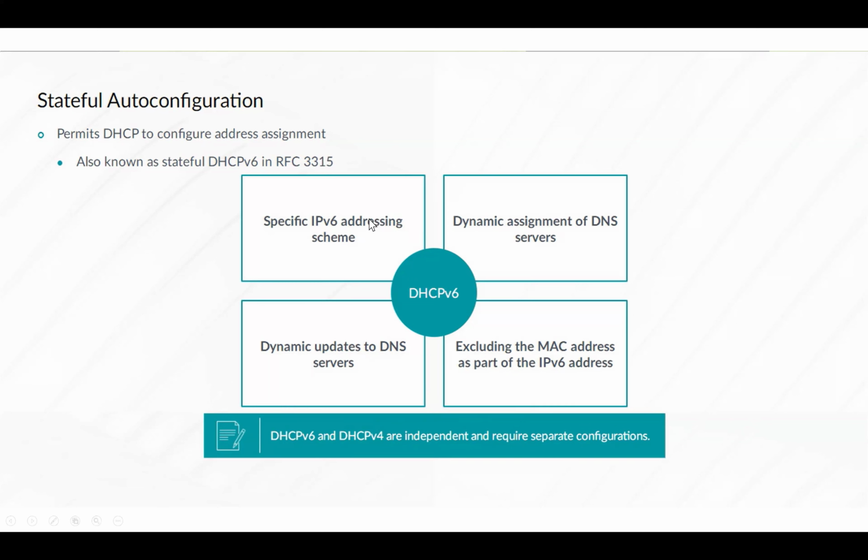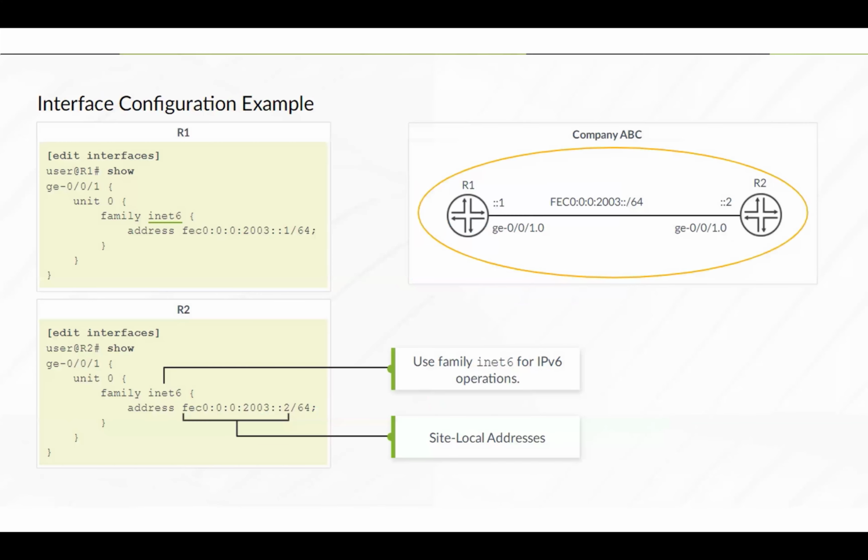You have to define the specific IPv6 address scheme. You have to define a DNS server address, and then the DHCP server will deliver the IPv6 address, including DNS servers and the IPv6 gateway address, like IPv4.